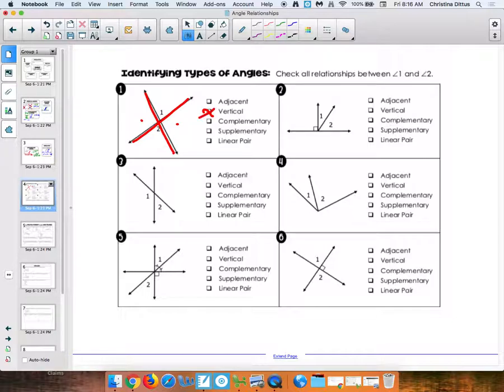Are they necessarily complementary? Do they necessarily add up to 90? No, I have no idea. Are they supplementary? Do they add up to 180? No. Are they a linear pair? No, especially because they're not next to each other. So all we can say is that they're vertical. I want you to write angle 1 is congruent to angle 2. That's what vertical angles tell us, is that they are equal, they're congruent.